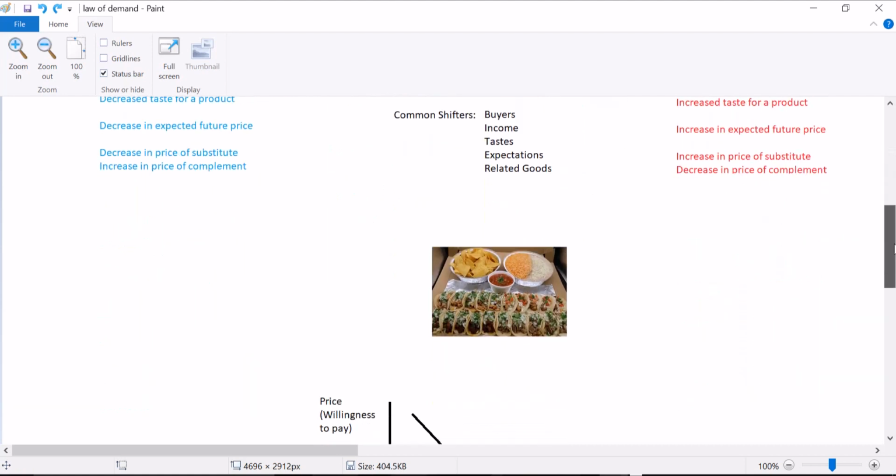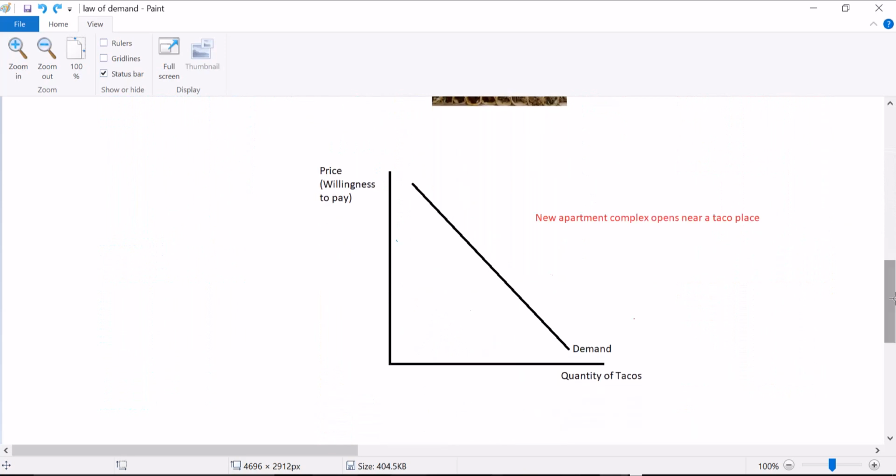So, there's some more tacos to make you think happy thoughts. Let's do a couple of examples. A new apartment complex opens near a taco place. Or, prices at hamburger restaurants increase. Well, new apartment complex opening probably means there will be more potential customers. And hamburgers are somewhat substitutable for tacos because when I go out to buy my lunch, I'm going to buy one or the other, but usually not both. Those are both things that will shift our demand to the right, leading to higher quantities at every price, leading to a higher level of demand.